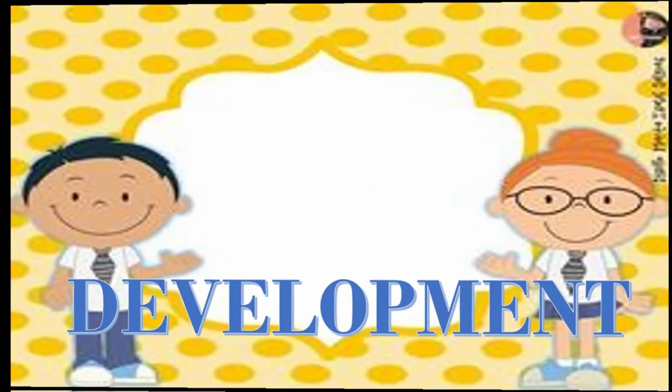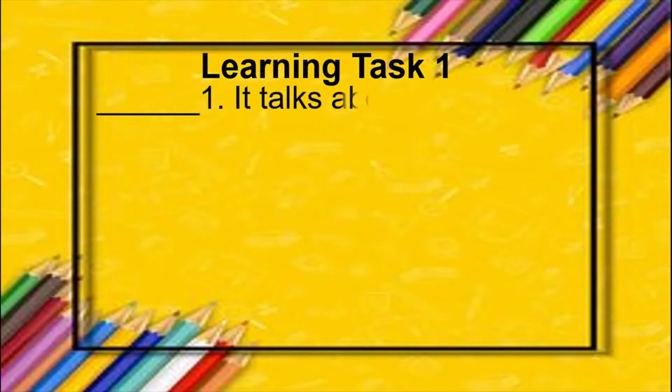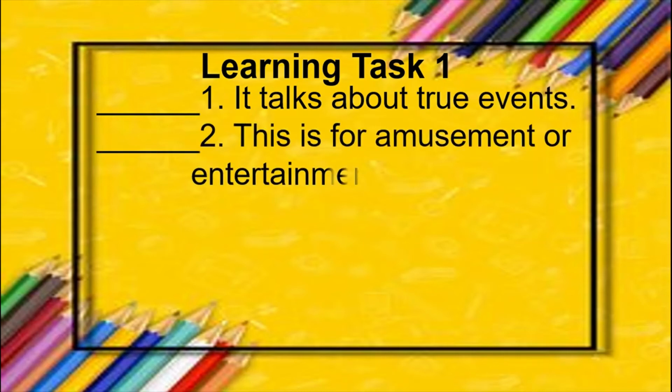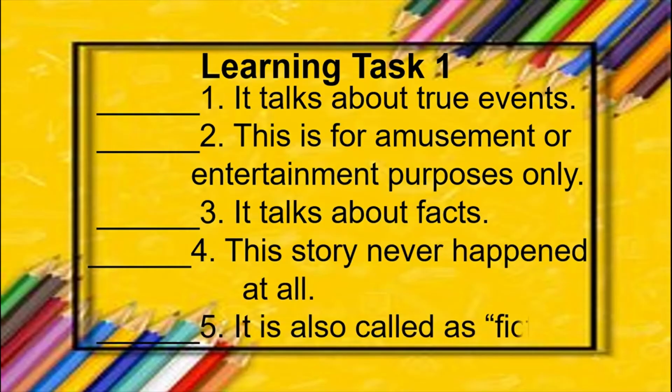Okay, let us try learning task number 1. Write made up if the statement talks about made up stories and real if the statement is about real stories. Number 1, it talks about true events. Number 2, it is for amusement or entertainment purposes only. Number 3, it talks about facts. Number 4, this story never happened at all. And number 5, it is also called fiction.